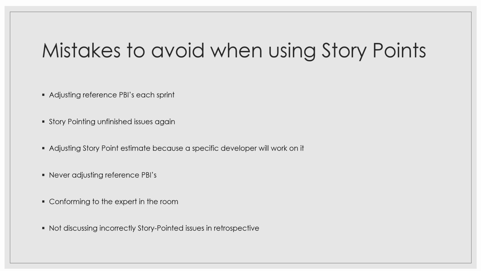Okay, then next is not discussing incorrectly story pointed issues in retrospective. Whenever you feel that for a particular user story the estimation was completely off track, completely inaccurate, then it's important to discuss this issue and try to learn why the estimation was inaccurate, and what more came in apart from what we discussed during the product backlog refinement session. If you do these things, it will make your future estimations more accurate, right? So always try and discuss the issues wherein the estimations were completely off track during your retrospective, and consider the inputs that you get from the team during your next product backlog refinement session. So that's all about the mistakes you need to avoid when you are using story points.